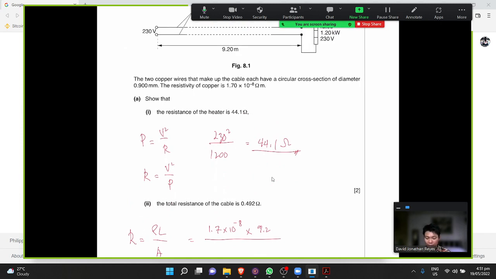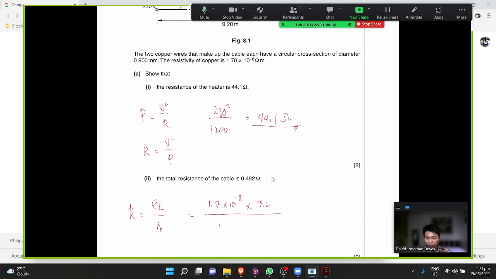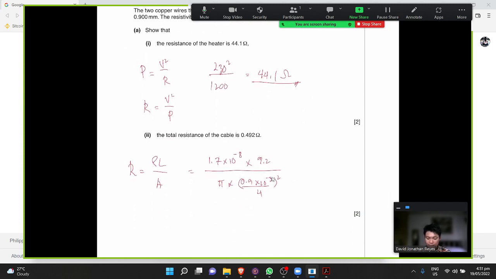So the diameter is 0.9. That gives you pi times (0.9 times 10 to the negative 3) squared all over 4. Okay? That gives you a value of 0.492 ohms. This proves this value.